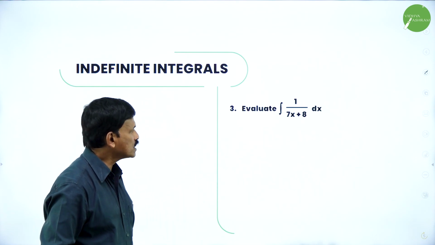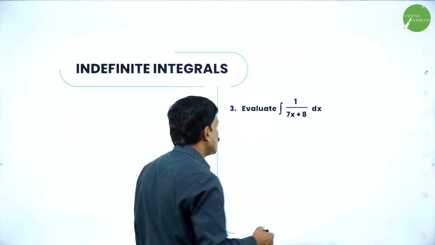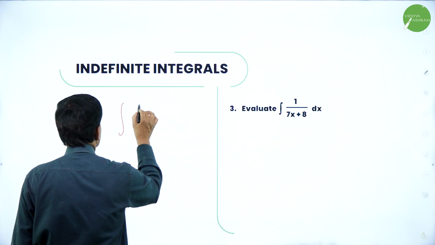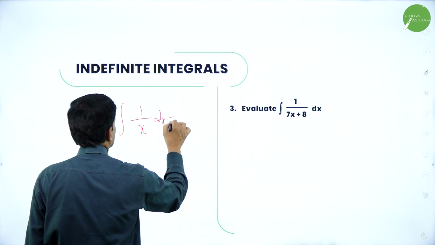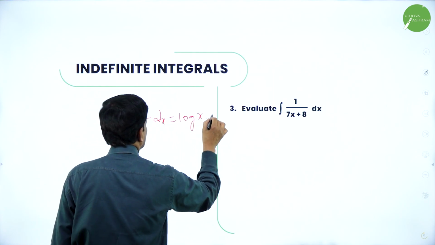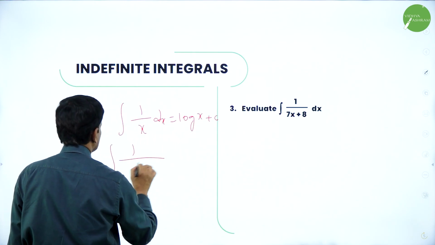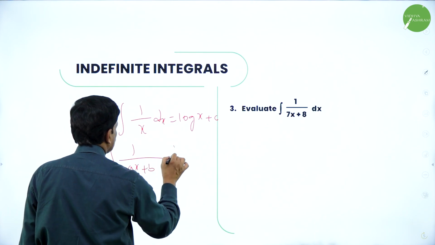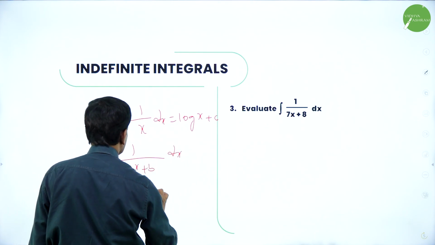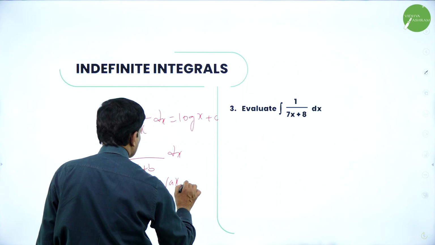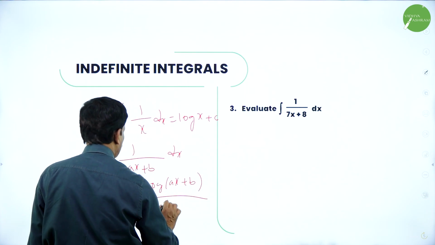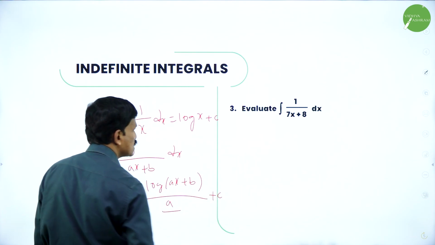Evaluate integral of 1 over 7x plus 8 dx. Now here you know the integration of 1 over x dx is always equal to log x plus c. Similarly, integration of 1 over ax plus b dx is always equal to log of ax plus b divided by the coefficient of x, which is a, plus c.